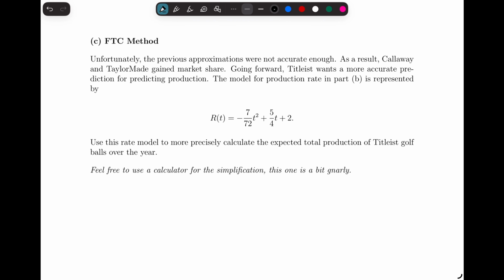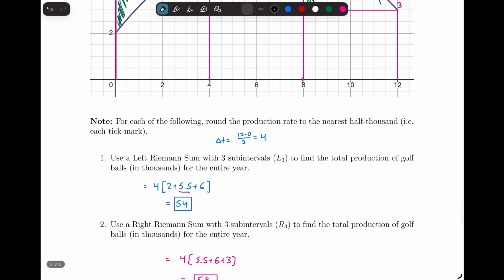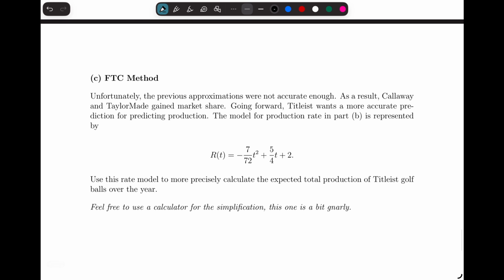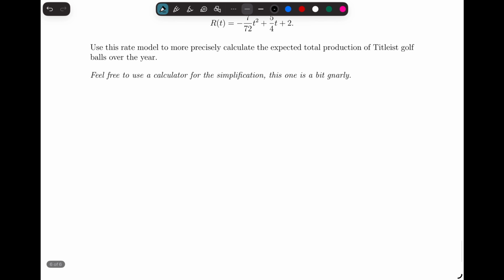The model for production rate in part B, which is this curve, is represented numerically by this function here, this rate. So to find the actual total production, as I said before, we can integrate that rate. And we're doing it over the whole year, which means we want to solve the integral from 0 to 12 of that R(t) function in terms of t.